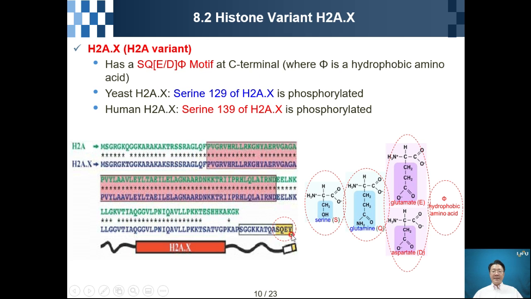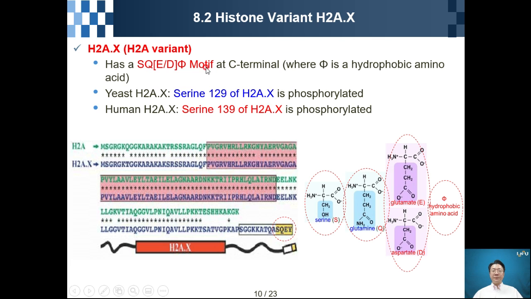In this case, Y is tyrosine. Tyrosine is also a hydrophobic amino acid, so tyrosine can go here. Once again, at the final position, any hydrophobic amino acid. The hydrophobic amino acids include leucine, isoleucine, alanine, and methionine, and there are several other amino acids that belong to the hydrophobic amino acids.